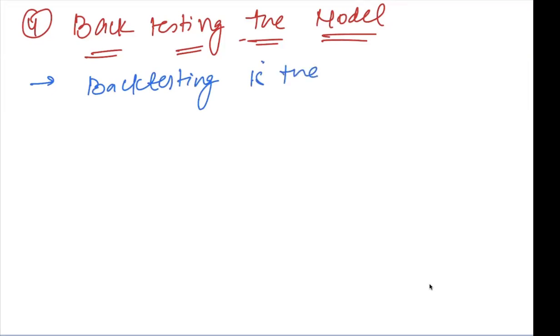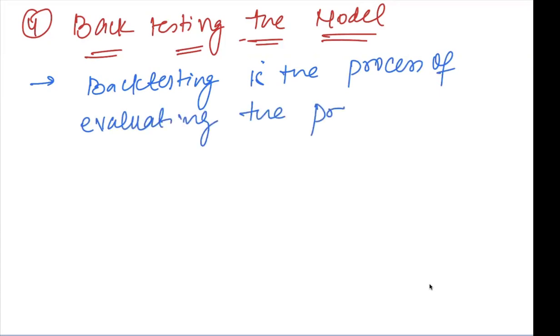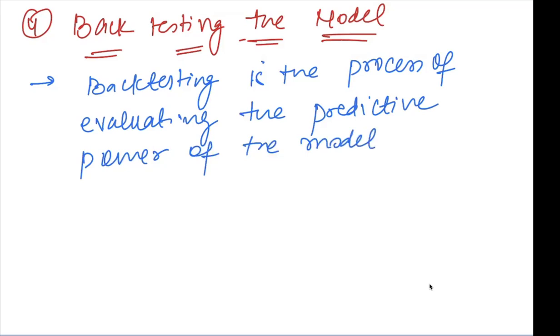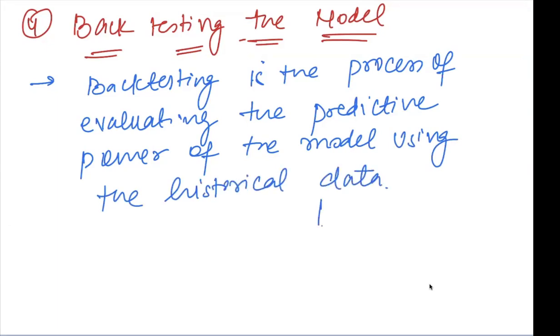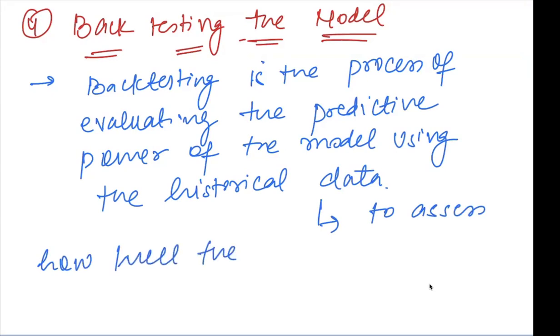Backtesting is the process of evaluating the predictive power of the model using the historical data. Why do we use historical data? So as to assess how well the model would have performed in the past.